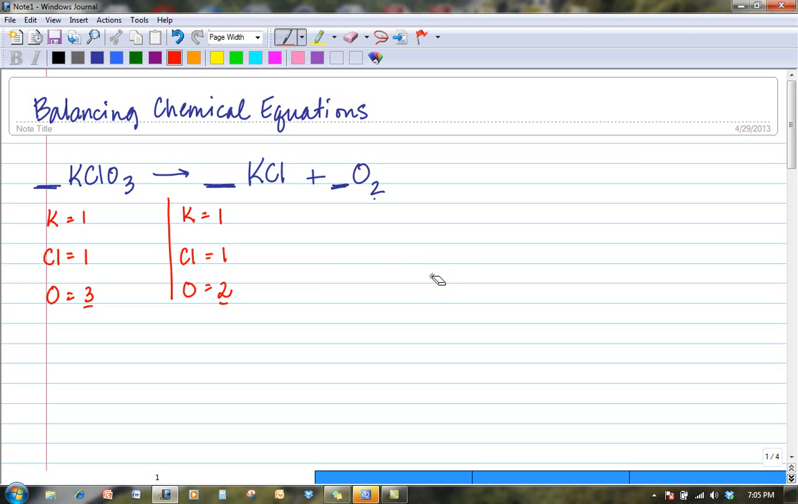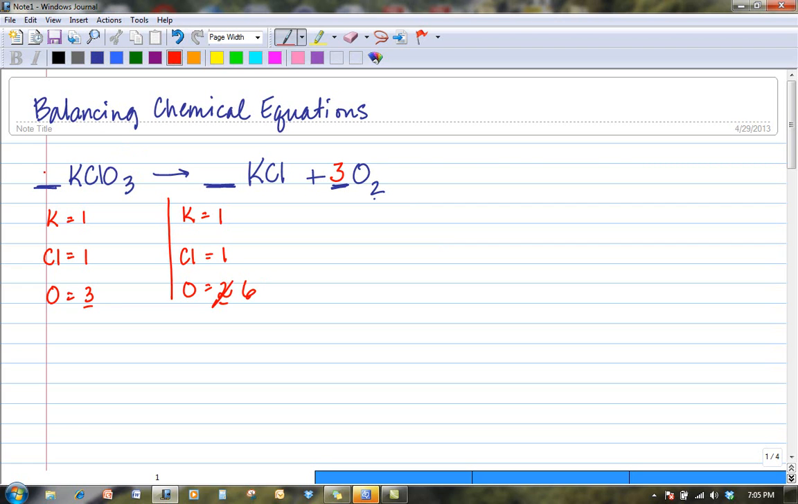So let's start over here on my product side. I've got 2 oxygens. I want 6 because 3 times 2 is 6. So I'm going to write a 3 as a coefficient here in front of this compound O2. That means that now I've changed from having 2 oxygen atoms to having 6. On the other side, I've got 3 oxygen atoms. Well, I can't just squeeze a 2 in there in the middle. That is not allowed in chemistry.